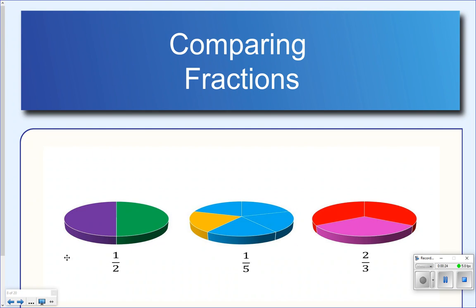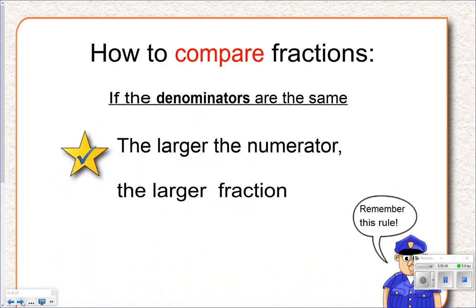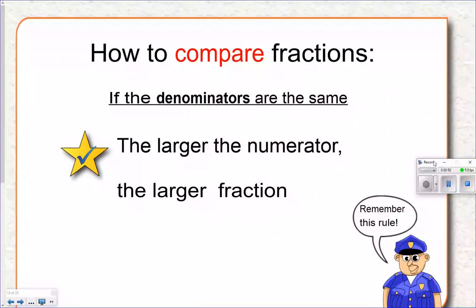To solve any question like this, we have some steps. If we compare two fractions, how do we know which one is bigger and which one is smaller? Firstly, if the denominators are the same, what is the denominator? The denominator is the down number. If the two down numbers are the same, the larger numerator means the larger fraction.